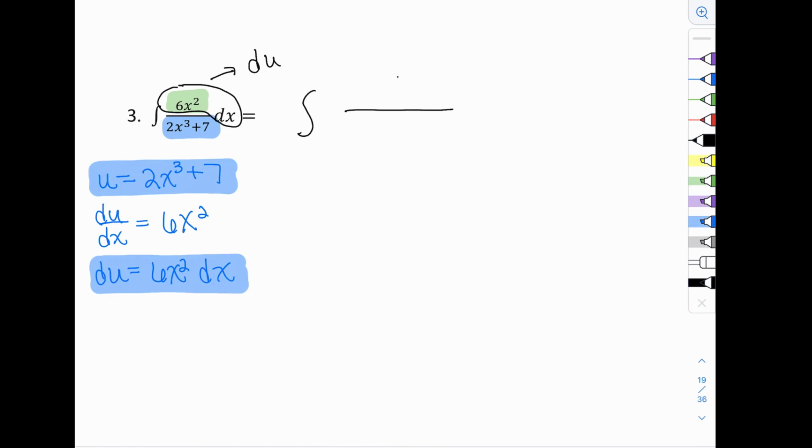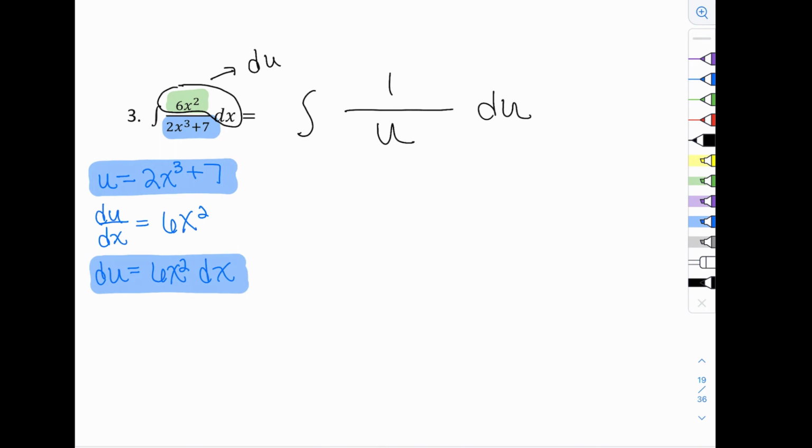And you can put the du in the numerator here, or you could say 1 in the numerator times du, and that represents the same thing. I'm going to write it in the second way because I think it makes it easier to see and take the integral. And in the denominator, we just had 2x cubed plus 7, which is what we let u equal. So here we've got the integral of 1 over u du. It's all been converted to u's, so now we can go ahead and try to integrate.